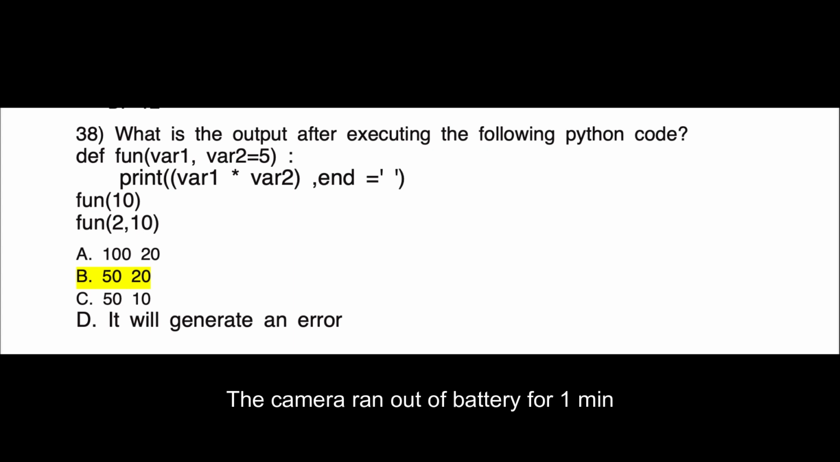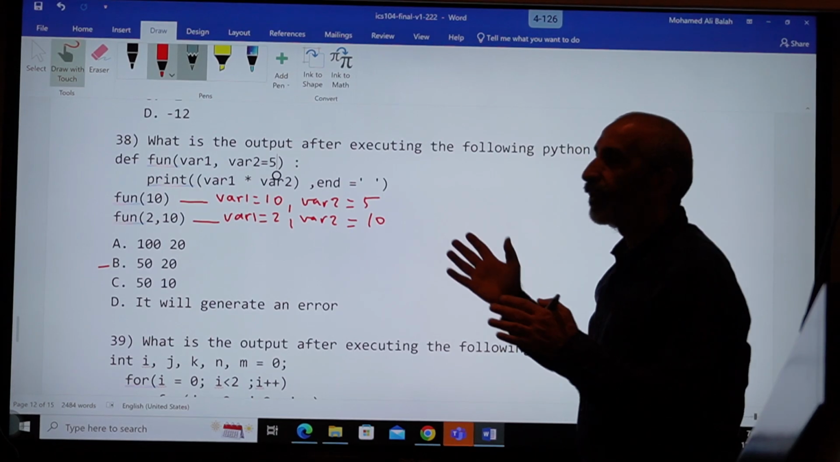So in the first call, what is the value of var1? var1 is equal to 10 and var2 is equal to 5. Then we print 10 multiplied by 5, which is 50. The second call, now we call with two arguments. Then the first one will go to var1. var1 is equal to 2 and var2 is equal to 10. Then we have 2 times 10 is 20. So the answer will be 50 and 20, which is B.